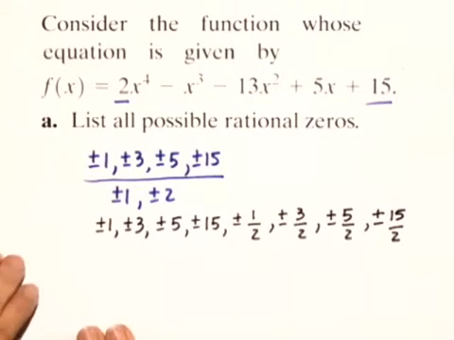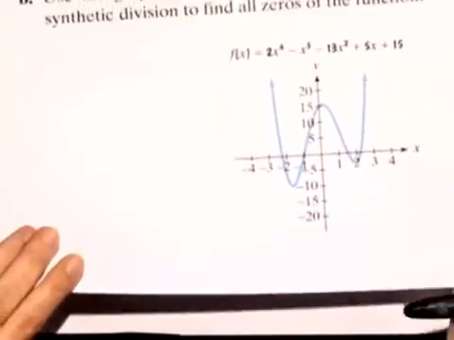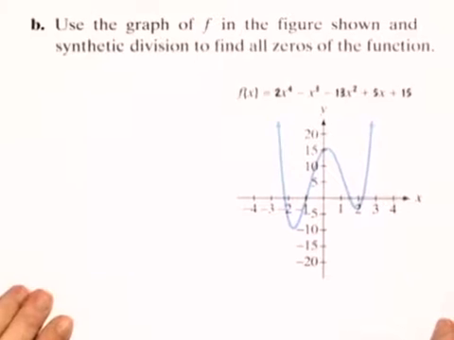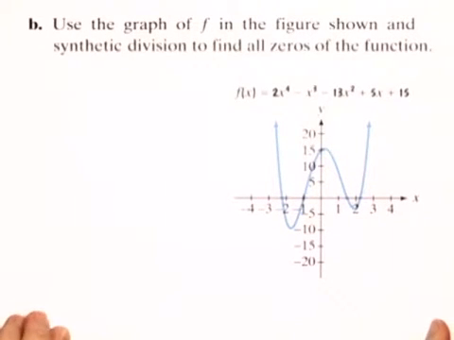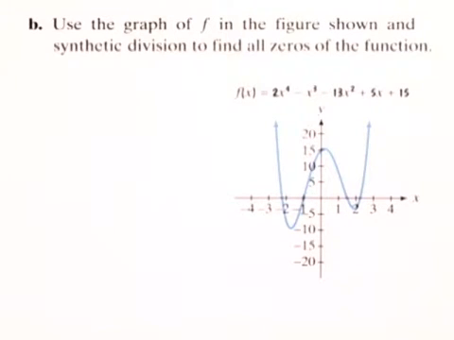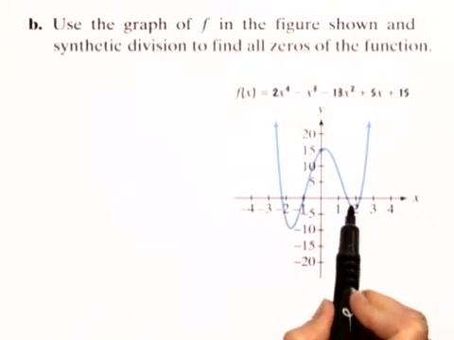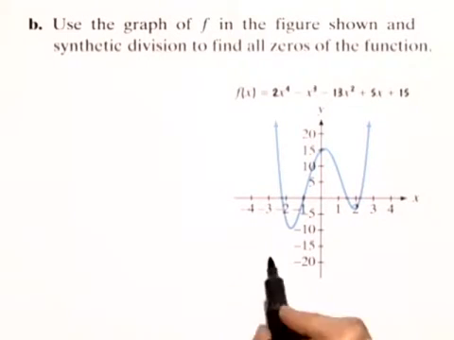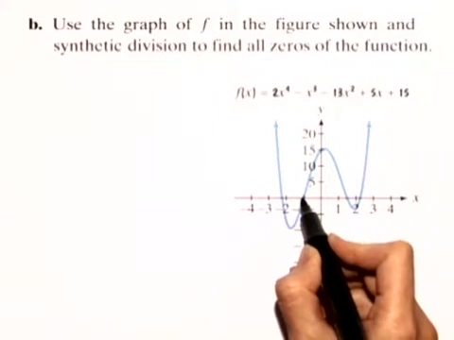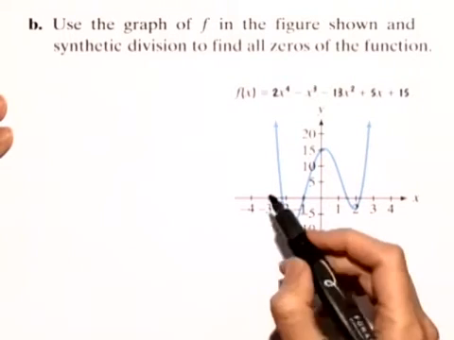Now let's move on to part B. Let's use the graph of our function and synthetic division to find all the zeros. Based on the graph, we can see that the graph crosses the x-axis in 4 different places, but only one of those places, right here at -1, does it cross right on an integer value. So we know that -1 is one of the solutions to our equation, or in other words, it's a root of our function.